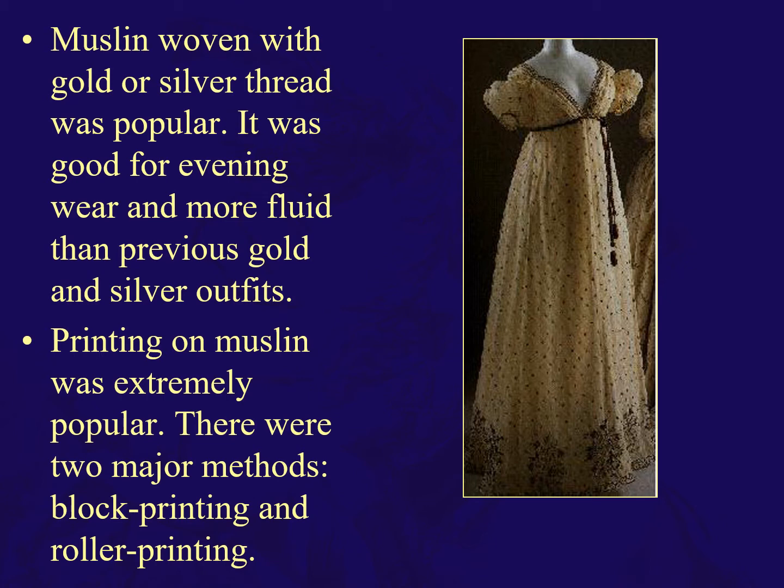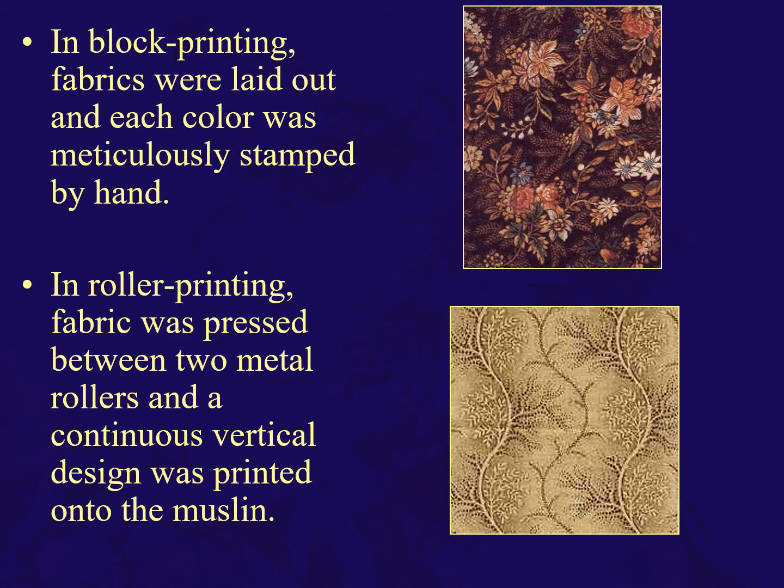Also, it takes printing very well. Two types: block and roller. Very simple, block: you lay out blocks, each color meticulously stamped by hand, easy. Roller: you put a design on two metal roller plates, and you just roll the fabric through, and the vertical design comes out on the muslin.